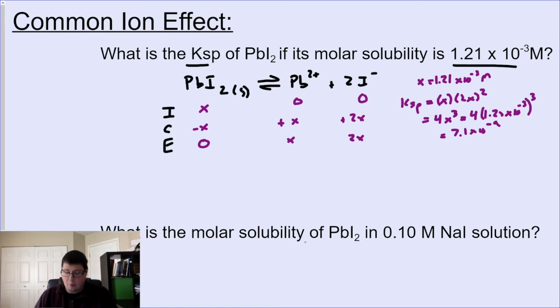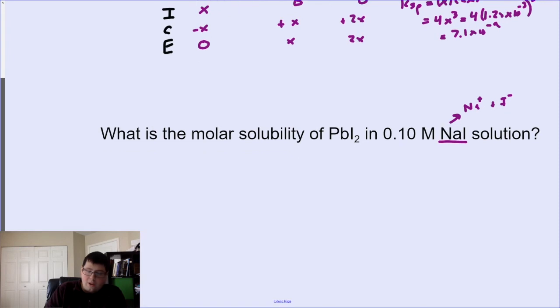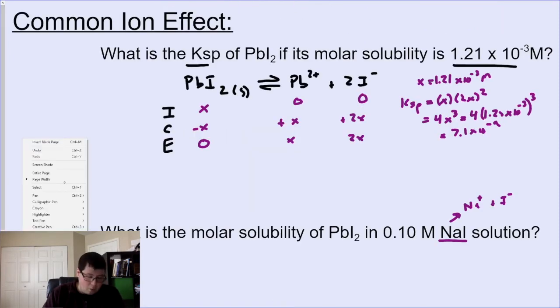But now we want to think about, well, what's going to happen to the molar solubility if we already have some iodide in solution, and our source of iodide is going to be coming from NaI. This is a good electrolyte, so that's going to break up into Na+ and I-. And so what we can do is set up our ICE table again, but now we're going to have to change a few of our values.